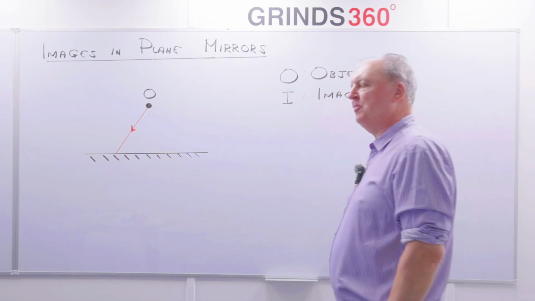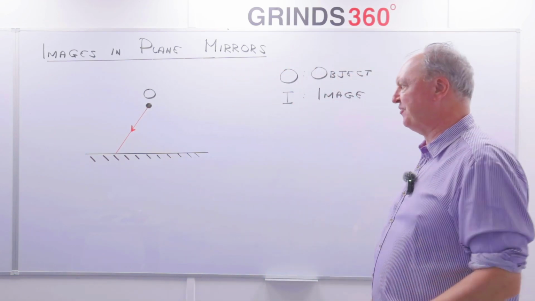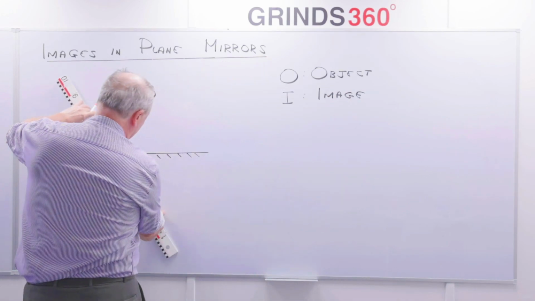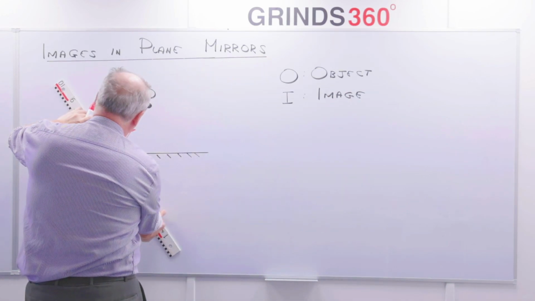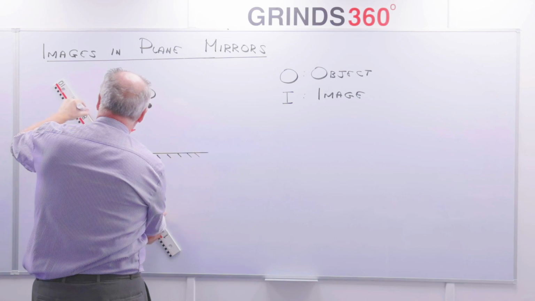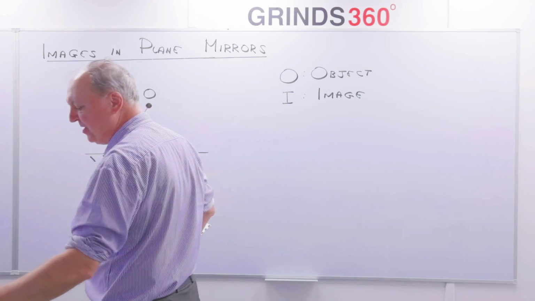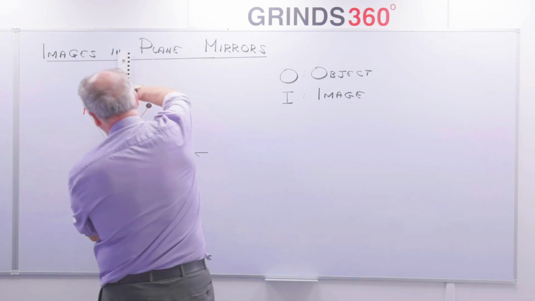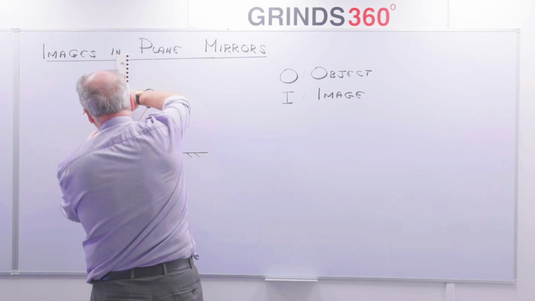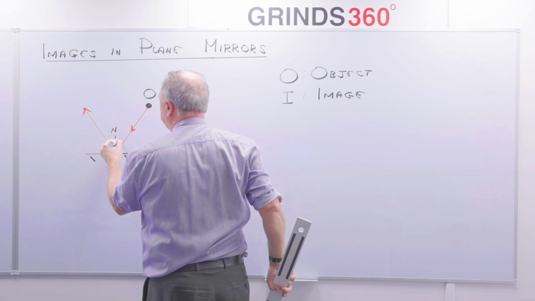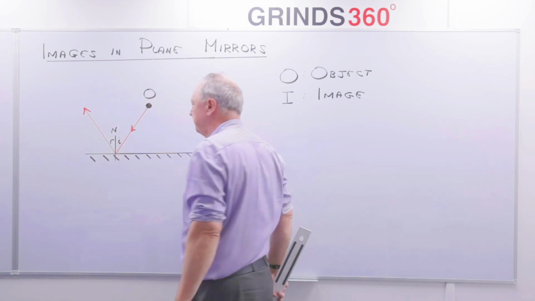Well, what happens to it? Well, it's going to obey the laws of reflection. So the angle of incidence is equal to the angle of reflection. So that ray of light will bounce out at the same angle it came in. And of course, it obeys the laws of reflection. So if I put my normal in there, N, and the angle of incidence I is equal to the angle of reflection.